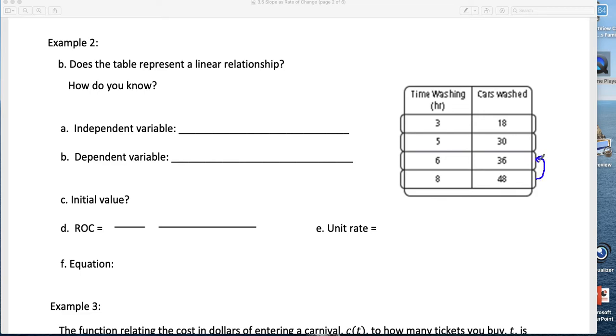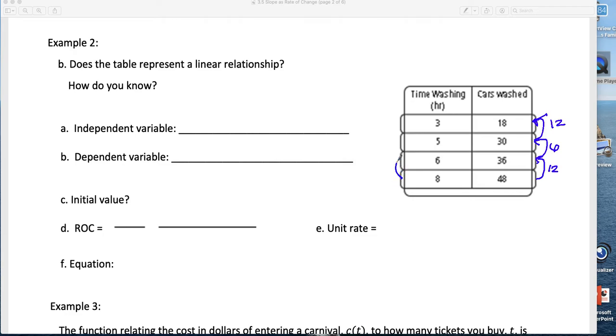I've got 48 minus 36. And that is going to give me 12. And if I subtract backwards here, I've got 36 minus 30 is going to give me a 6. And one more time, I've got 30 minus 18, which is going to give me 12 again. So right now it doesn't look very linear because I don't have the same amount here. I don't have the same rate of change. But we're not going to decide that yet. We're going to do this side first.